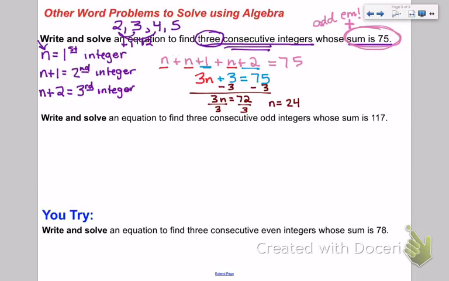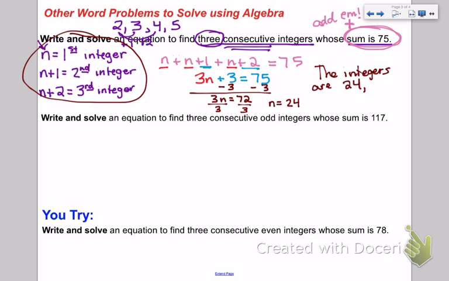However, it says write and solve to find all 3 of those integers. So I'm going to write a sentence. The integers are, it starts with 24, but I need 3 of them. So if I go back over here, I can plug in 24 for n. 24 plus 1 is 25, and 24 plus 2 is 26. And if you want to check, you can add up all those numbers, 24 plus 25 plus 26, and we will get 75.